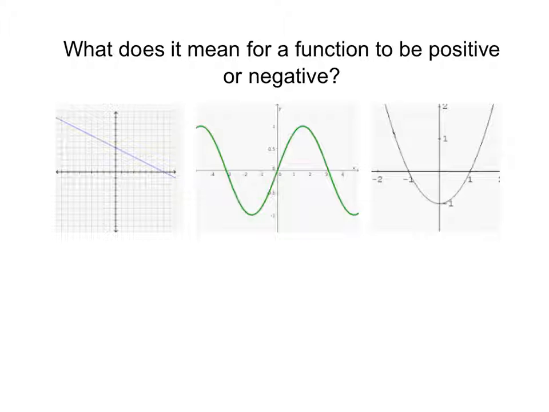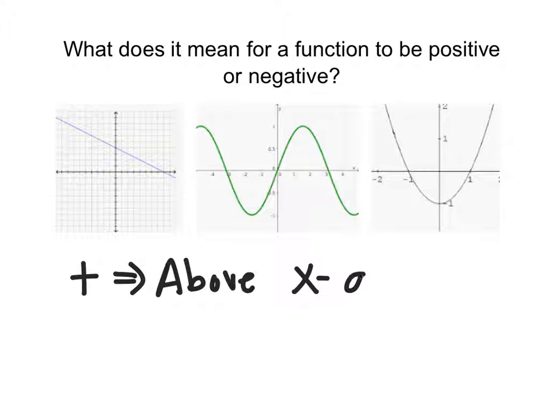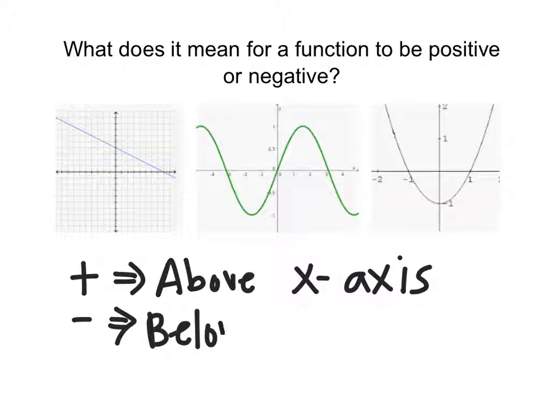The next one, we're talking about a function being positive or negative. If it's positive, then it means it's above the x-axis. And if it's negative, that means it's below the x-axis. The colors it tells me is on the next slide, so I'm going to check. We are going to do yellow positive and blue negative.